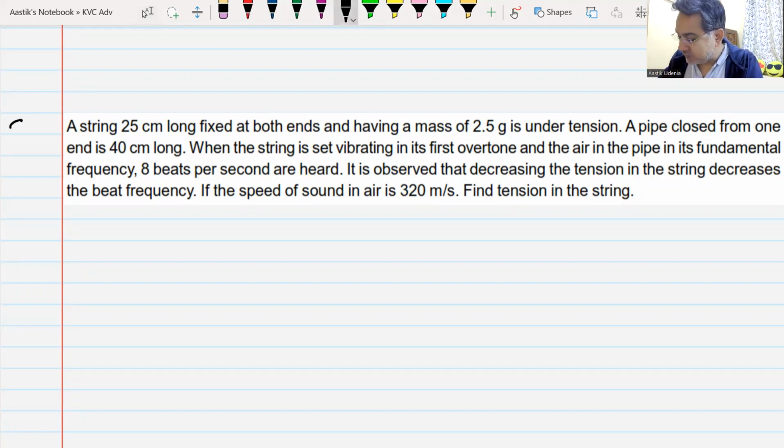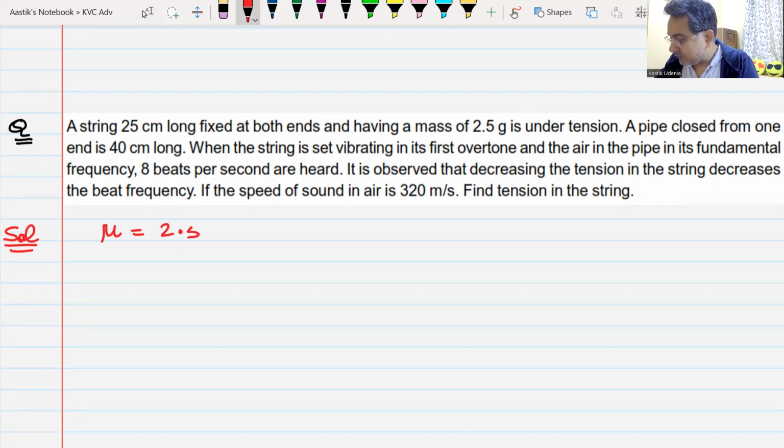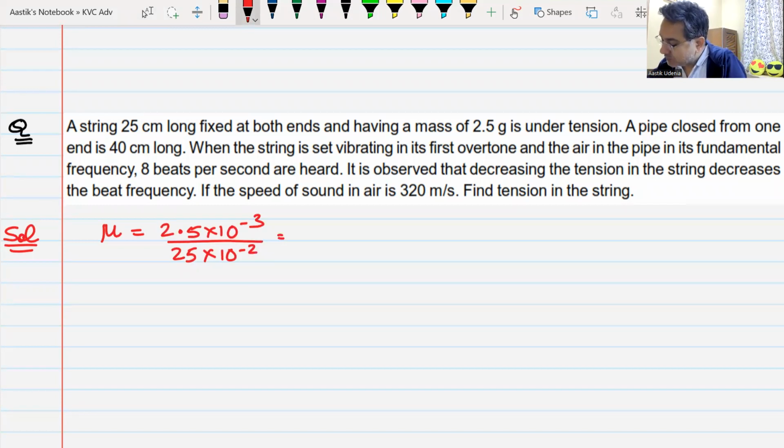I hope you know how to do this. Can you tell me how you are doing this? So what we do is first find the mu for the string. What is the mu for the string? Mass per unit length. So it is 2.5 into 10 raised to the power minus 3 divided by 25 into 10 raised to the power of minus 2. It comes to 10 raised to the power of minus 2 kg per meter.